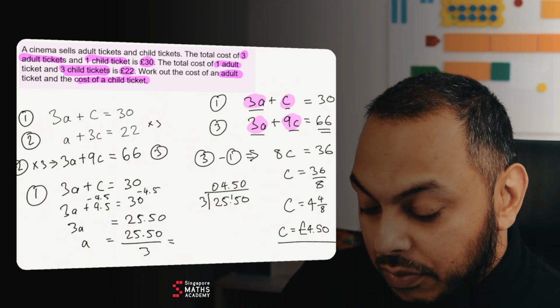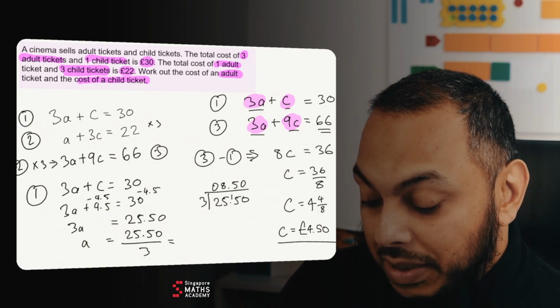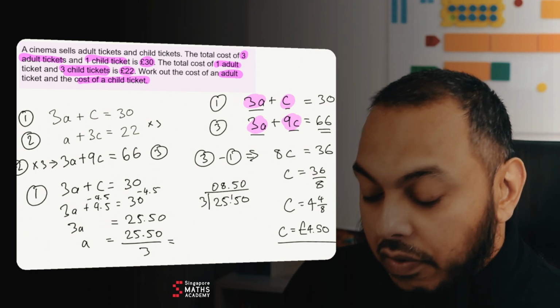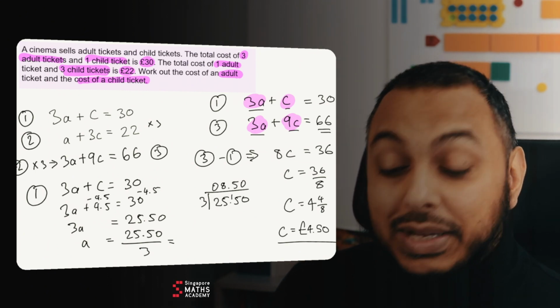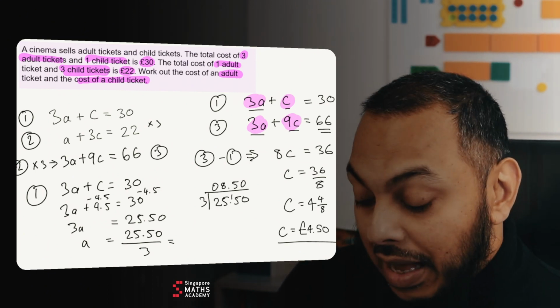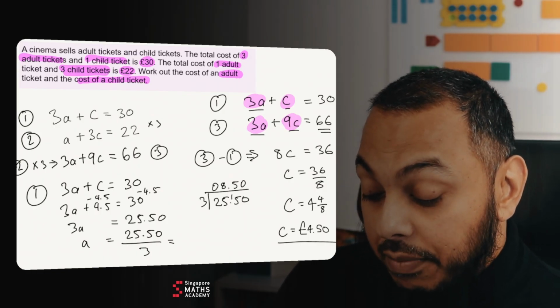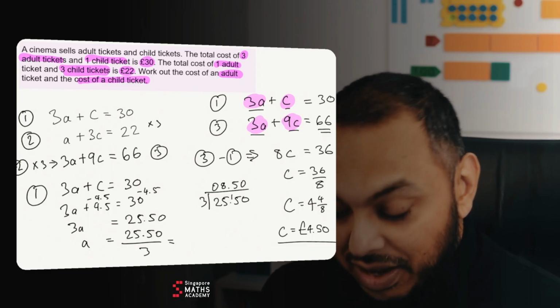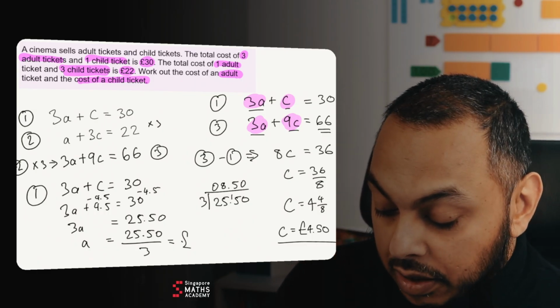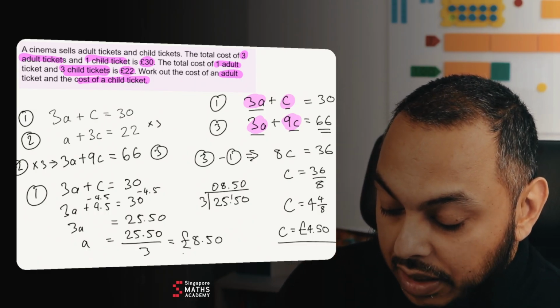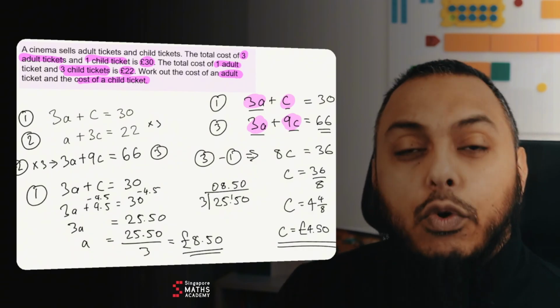No, what have I done? I've written 4 here. It should be 8, right? 25 divided by 3, sorry, is 8. 8, 16, 24. And therefore, I've got 1 remainder. 15 divided by 3 is going to be 5, and therefore it's £8.50. So £8.50 is the adult ticket, and the child ticket is £4.50.